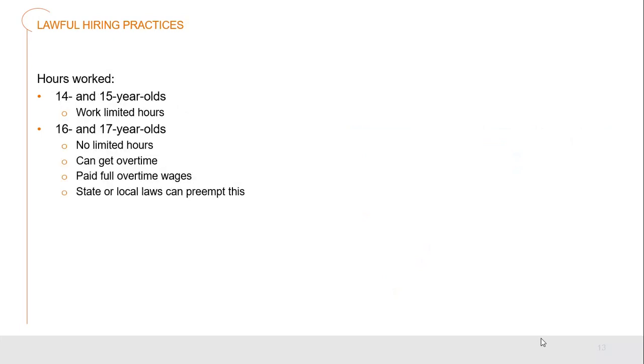So for 14 and 15-year-olds, there are limitations on the work hours that are permitted for them. 16 and 17-year-olds don't have limited hours, and they can actually get overtime. If they do get overtime, then they must be paid the full overtime wages. And state and local laws can preempt all of these working hours as well.